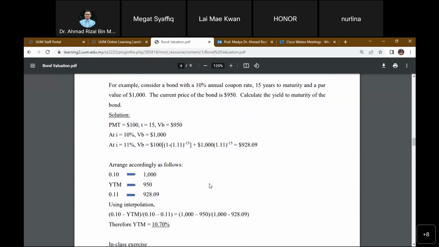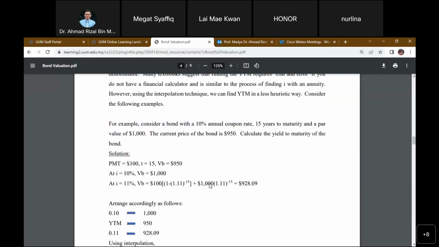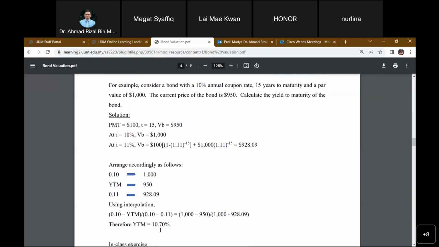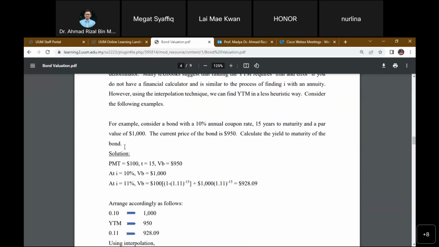But for now, what I hope you can understand is that for this particular yield to maturity to be effective, you need to meet these conditions: buying at 950, getting a 10% coupon rate, and holding on until maturity, which is 15 years.